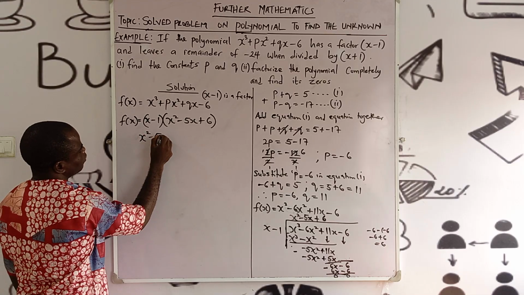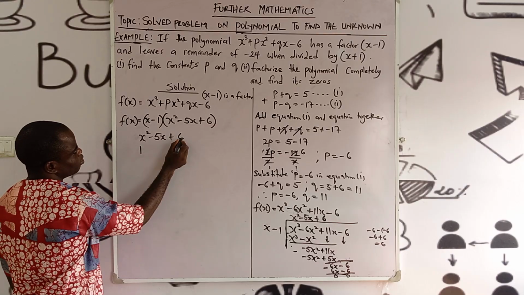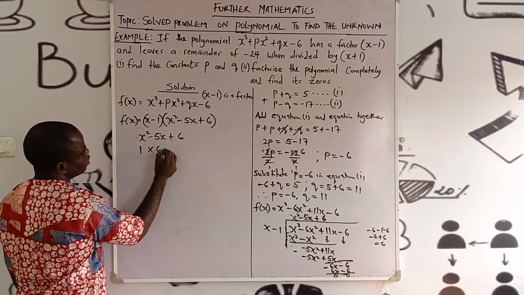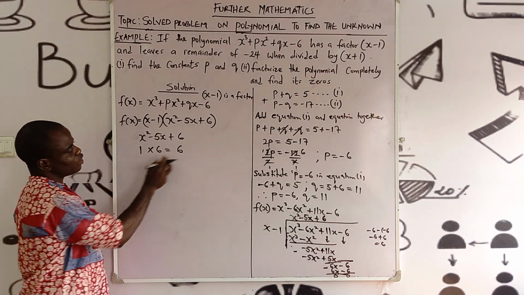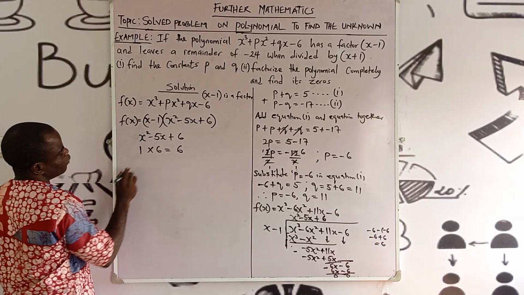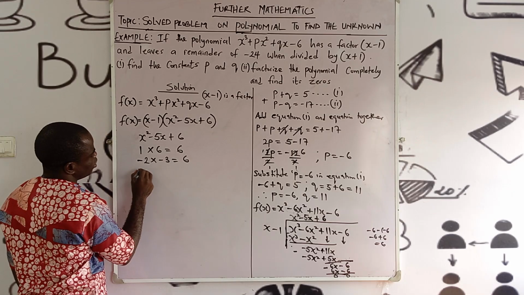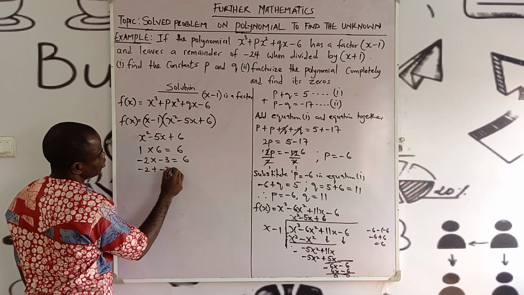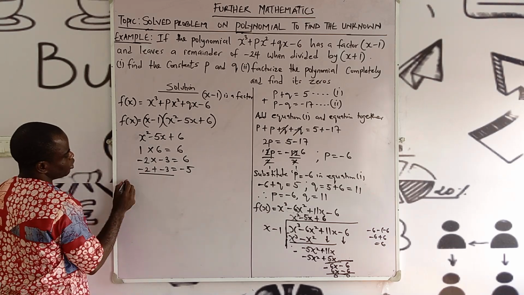x squared minus 5x plus 6. Coefficient of x squared is 1, multiplied by this 6 equals 6. Now you have to think of two numbers that when you multiply together give us this 6, and when you add together give us minus 5. Now minus 2 times minus 3 will give us 6, minus 2 plus minus 3 will give us minus 5. We are taking these numbers, let's replace it.